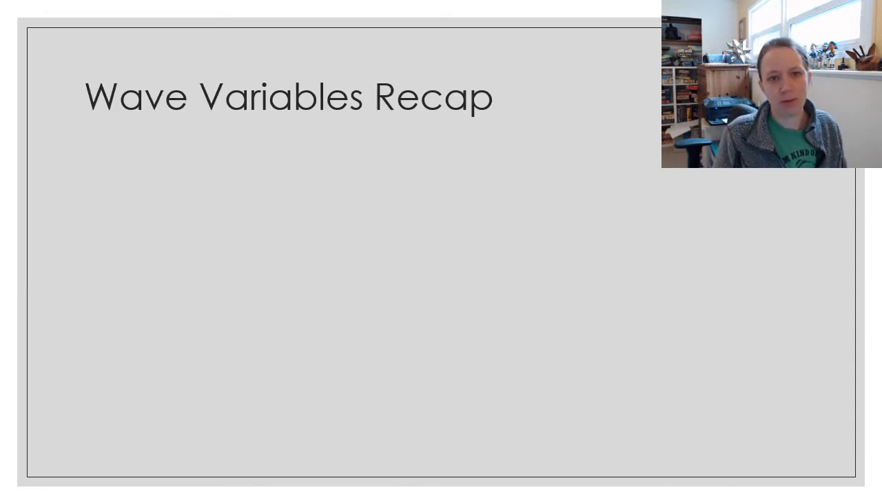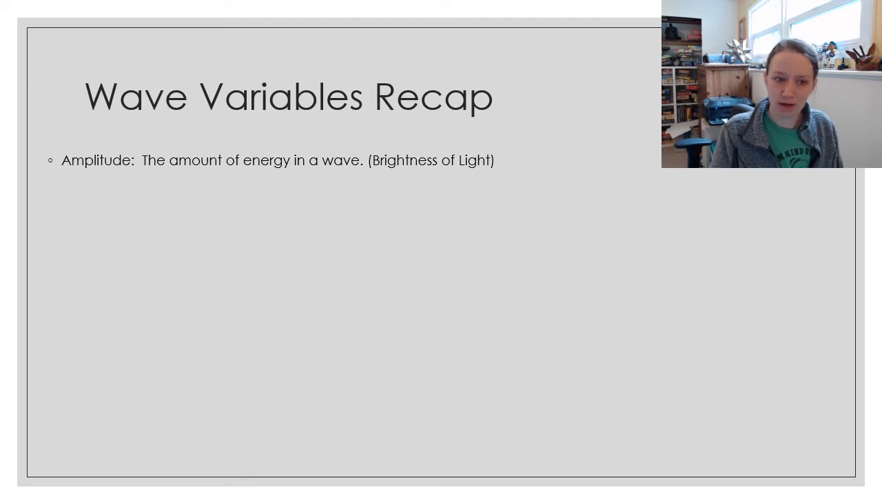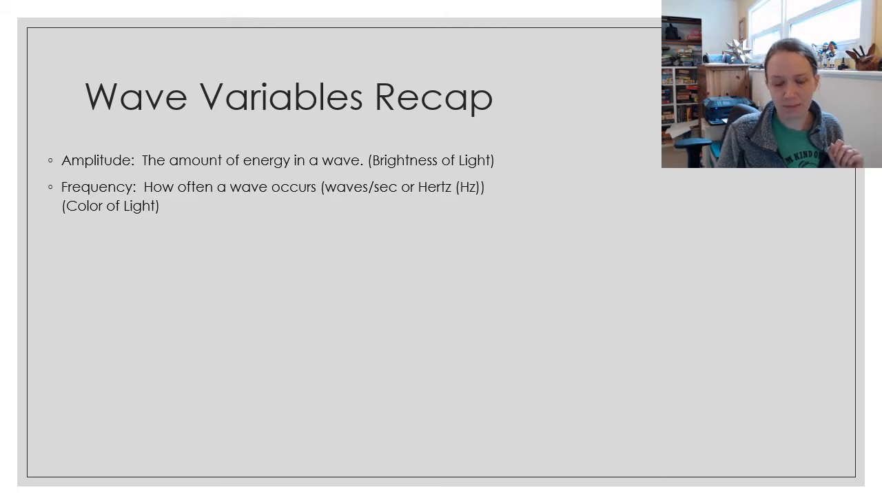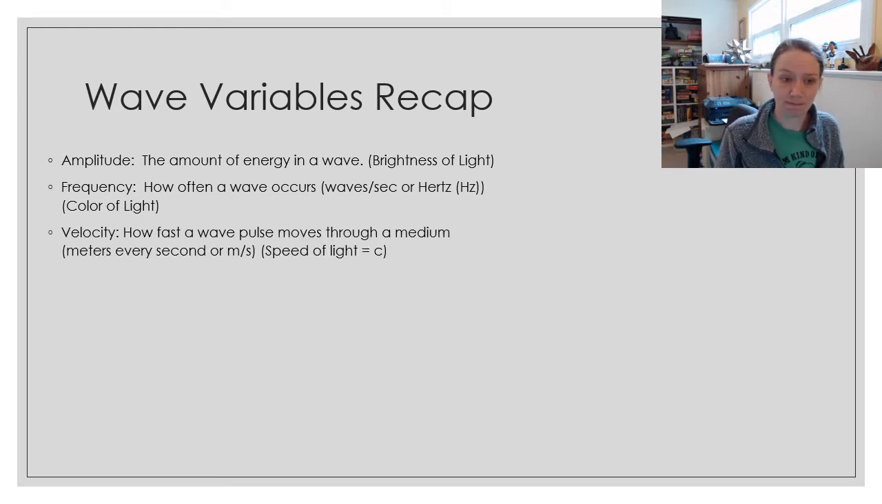Hopefully you remember some of the wave variables from back when we did optics, or your previous physics classes. But as a reminder, we use the word amplitude to explain the amount of energy in a wave. As far as light goes, that would be what our brain would interpret as the brightness of the light. The word frequency is going to refer to how often the wave crest comes through, and the units for that are waves per second, aka a hertz. And as far as human perception goes, different frequencies are perceived as different colors.